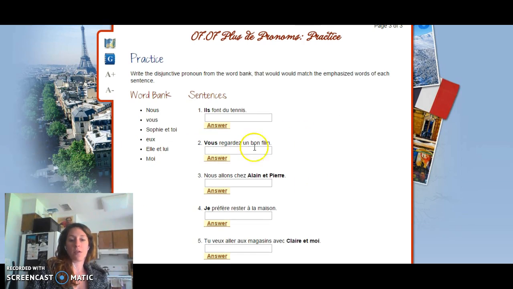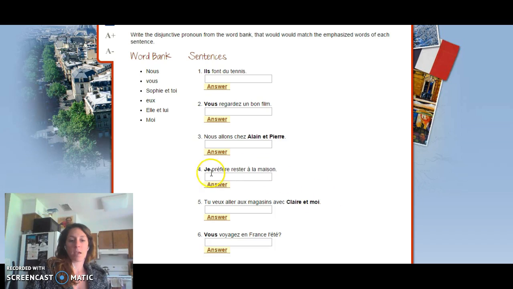Vous regardez un beau film. You all watch a good film. Sophie et toi. Sophie and you watch instead of vous. Nous allons chez Alain et Pierre. We're going to their house. Nous allons chez eux. And we use eux because Alain and Pierre are two guys. What about this one?